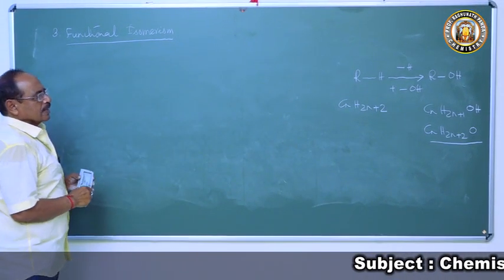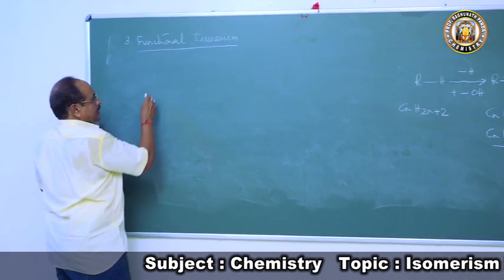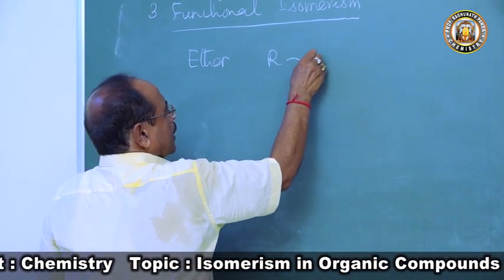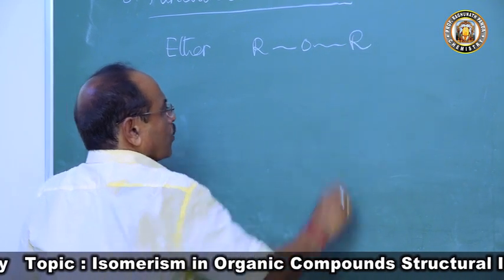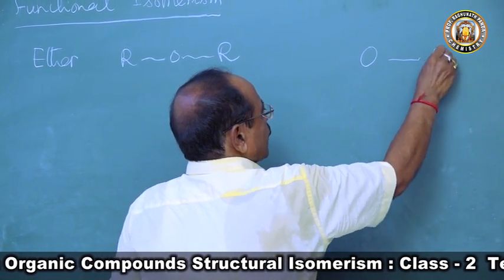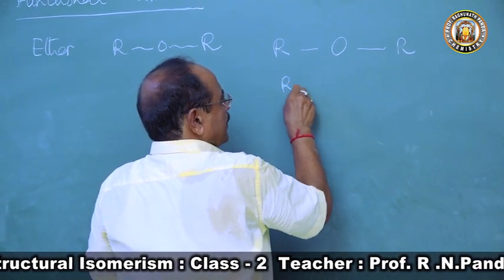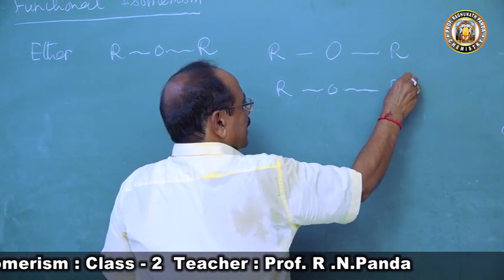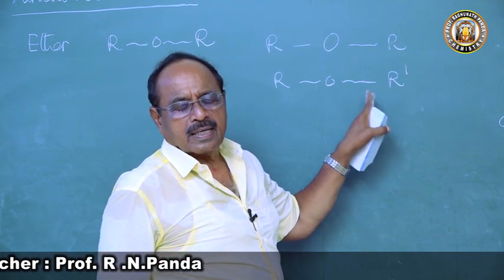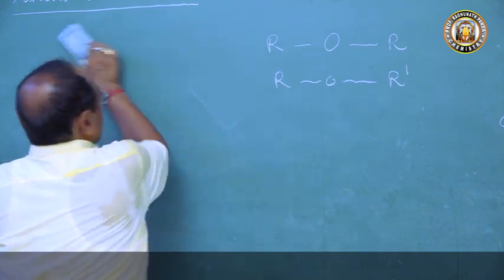Ethers and alcohols have the same molecular formula. What is ether? Ether has the formula ROR. This is ether: when one oxygen atom is bonded to two alkyl groups on either side, it is called ether. Both alkyl groups may be the same or different. If they are the same, it is called symmetrical ether, and if they are different, it is called unsymmetrical ether.